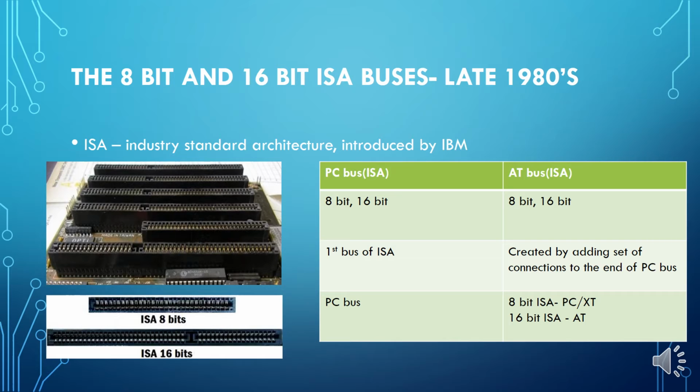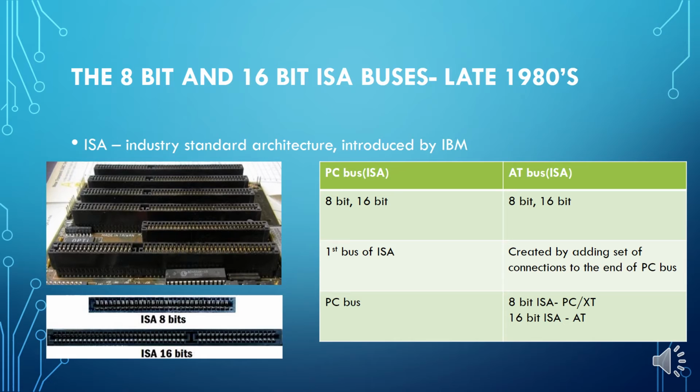So for 8-bit, you can see in this figure that this kind of bus is nothing but a slot, and a slot will be connecting a set of wires. So the number of pins shows the number of bits it can take.